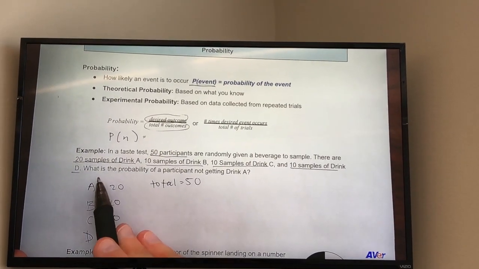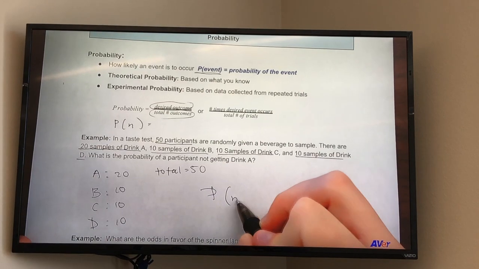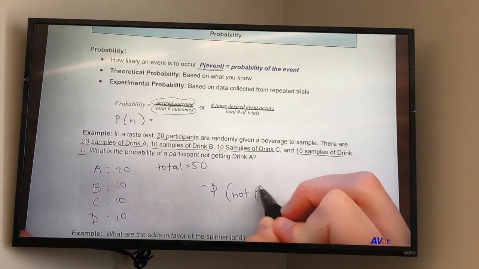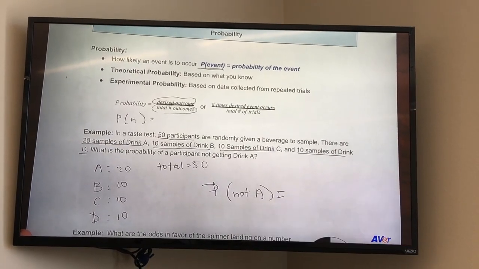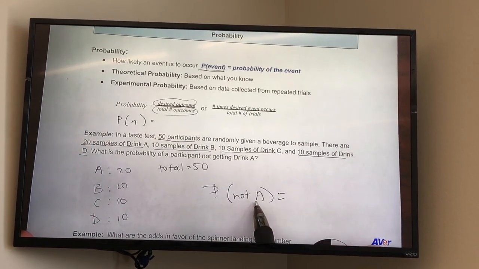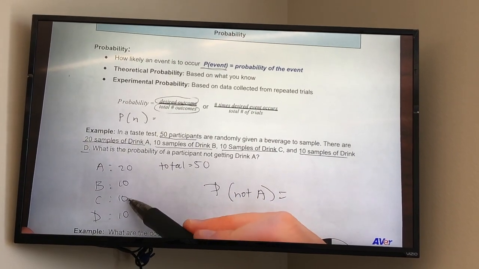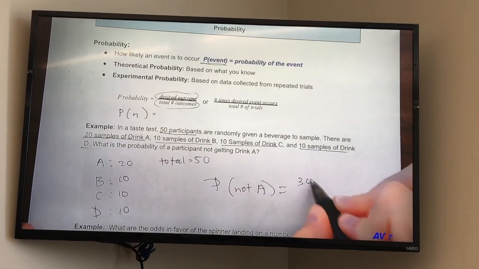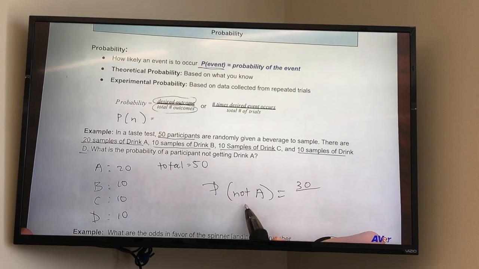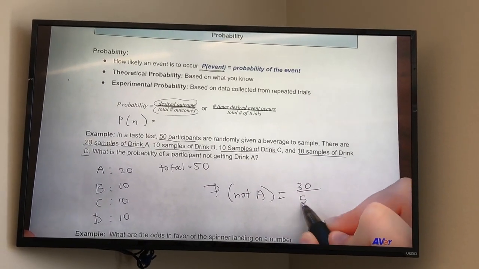So the question is, what is the probability of a participant not getting drink A? So you need to do the number of desired outcomes. So how many are not A? Well, here's the number of A, so then the rest, 10 plus 10 plus 10, there's 30 outcomes that are not A. And then you do it out of the total trials, or the total of outcomes, which was 50.